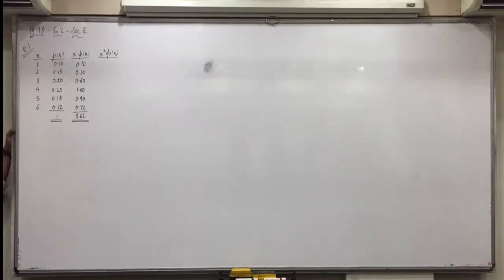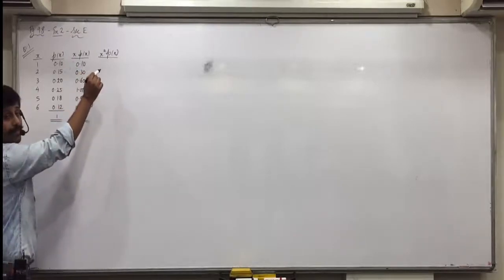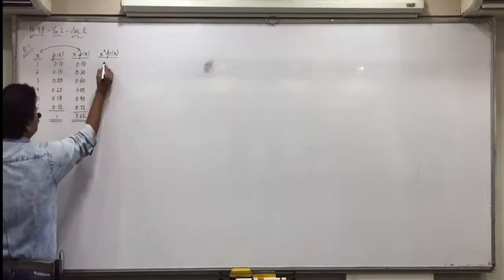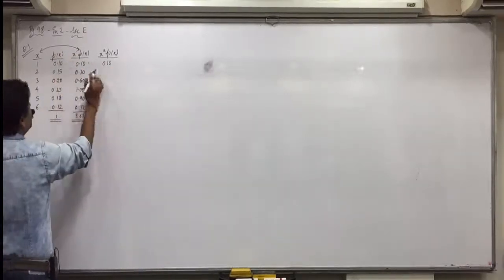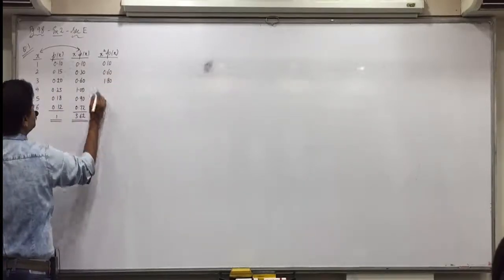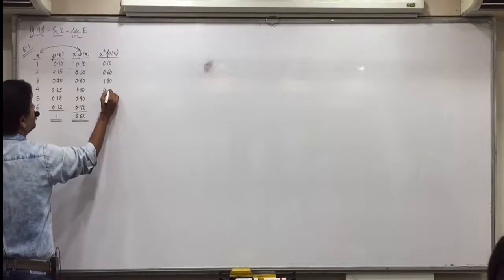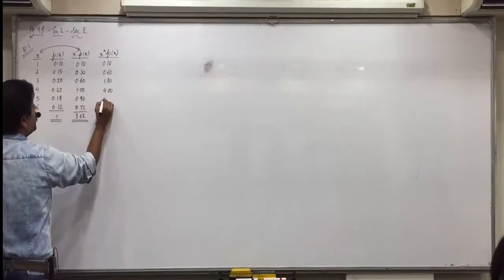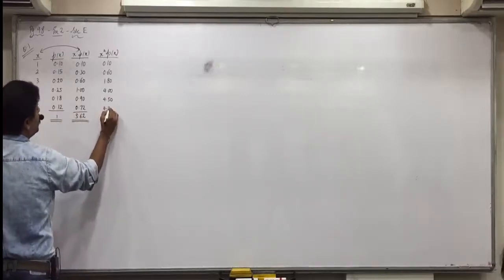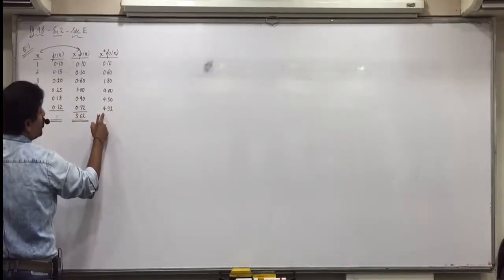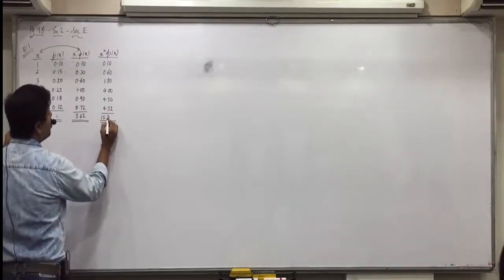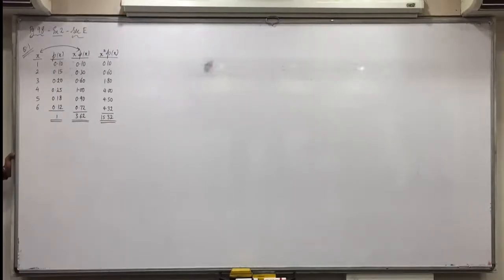Then x square px. How do you find x square px? x px into x. 1 into 0.1, 0.1. 2 into 0.3, 0.6, 3 into 0.6, 1.8, 4 into 1, 4, 5 into 0.9, 4.5, 6 into 0.72, 4.32. 15.32. Is it 4.32? Yes. 15.32. So everyone is clear with this?